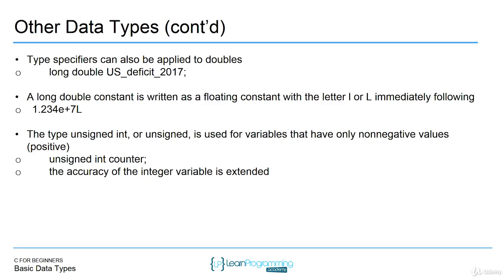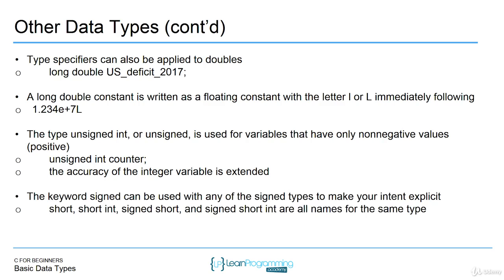So it's making your program more efficient by using all of these more specified data types. Also, there's the signed data type that can be applied to ints, floats, and doubles, or shorts: signed short, signed int. It can be used with any of the types to make the intent more explicit. Signed shorts, signed ints, short ints, shorts, they're all the same. Signed means that it can be negative and positive.